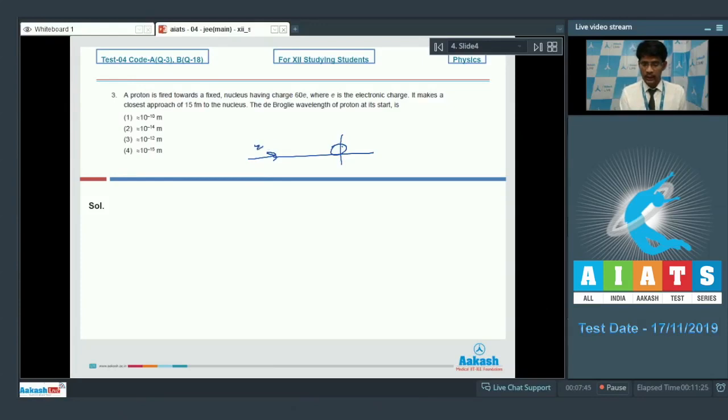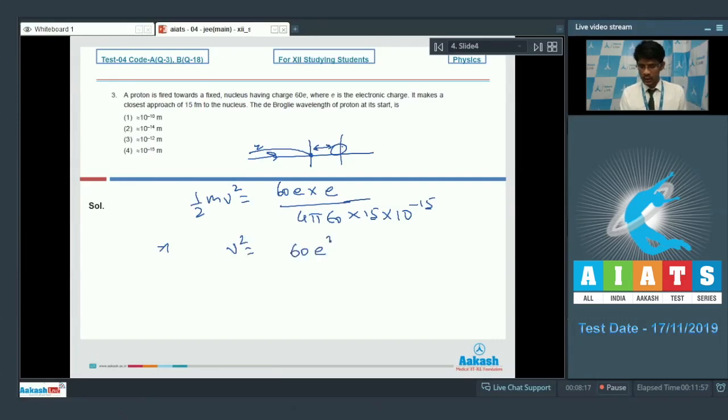So if it is having only kinetic energy initially, 1 by 2 mv square must be equal to the potential energy it must have at the distance of closest separation. The total charge inside the nucleus was 60e, into the charge of this proton, e, divided by 4 pi epsilon naught, and the distance was 15 into 10 to the power minus 15 meter. So v square would be 60 e square into 2 divided by 4 pi epsilon naught into 15 into 10 to the power minus 15, into m.